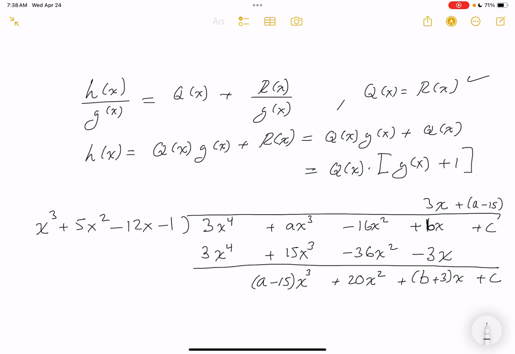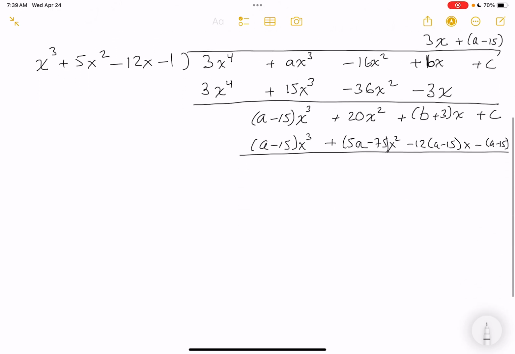I just don't know what a is at this point. And I'm going to just multiply it out. What do you get? You're going to get a minus 15 x cubed, plus, well, you get 5 times a minus 15, which is 5a minus 75. Next up, minus 12 times a minus 15, x, and last place you get minus the quantity a minus 15.